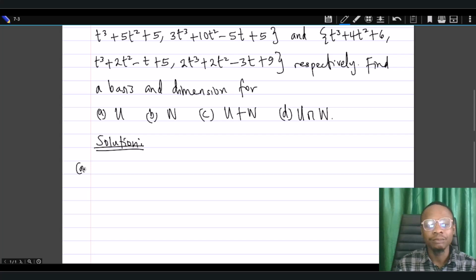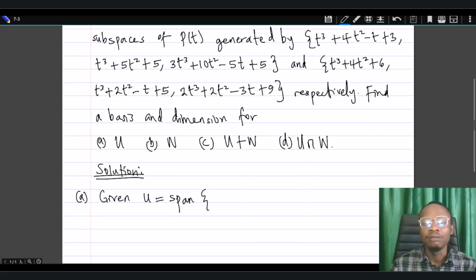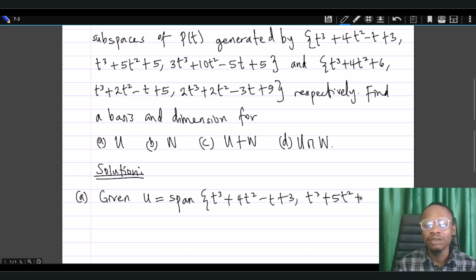So for the A part, we are given that U is spanned by this set. That means U is the span of the set with vectors t cubed. Of course, vectors in this case are these polynomials. So this is t cubed plus 4t squared minus t plus 3, and then t cubed plus 5t squared plus 5. Then we have the last one here, which is 3t cubed plus 10t squared minus 5t plus 5.